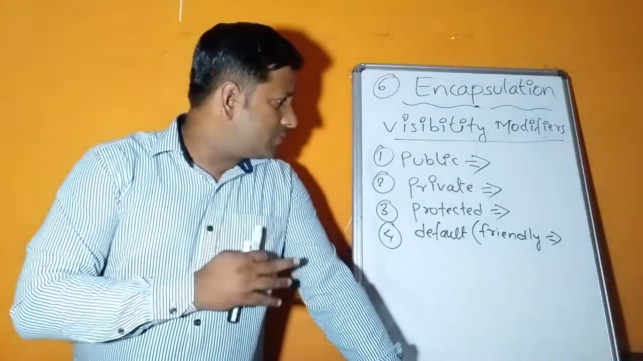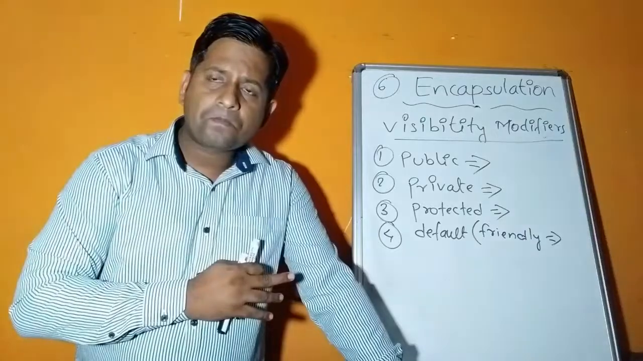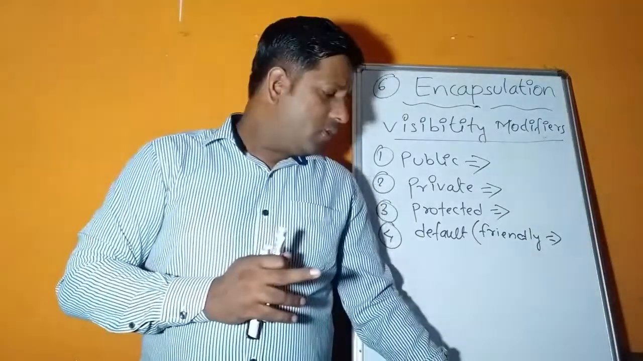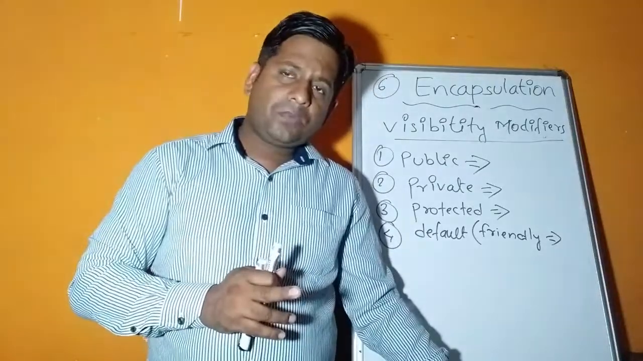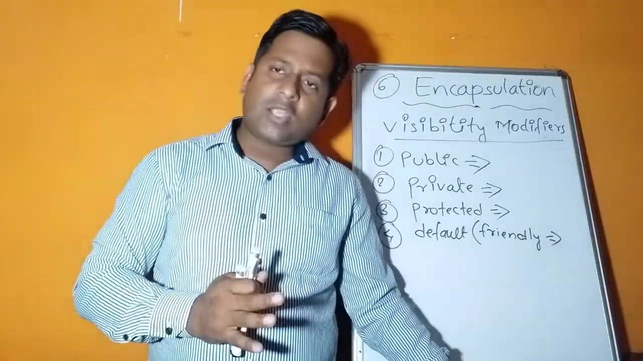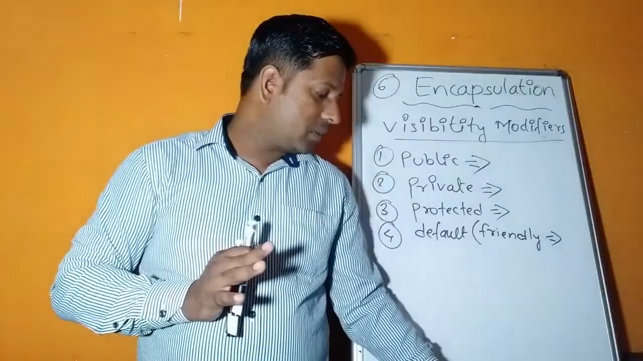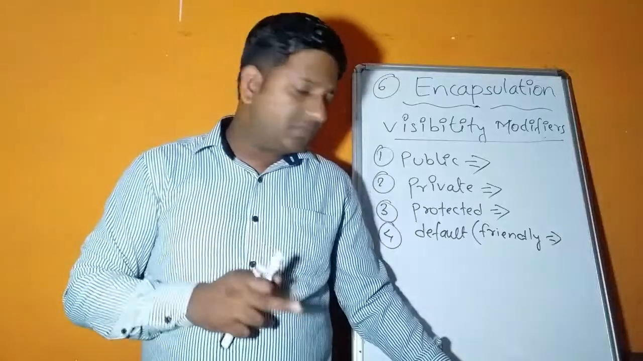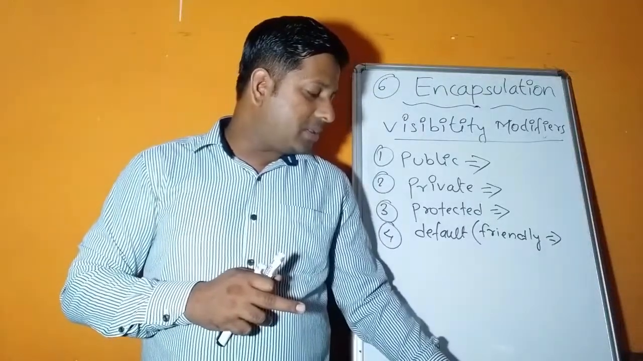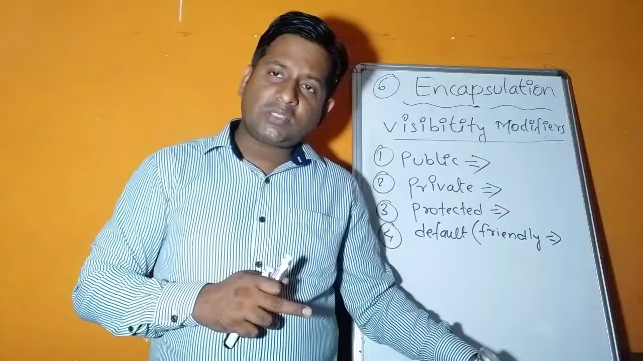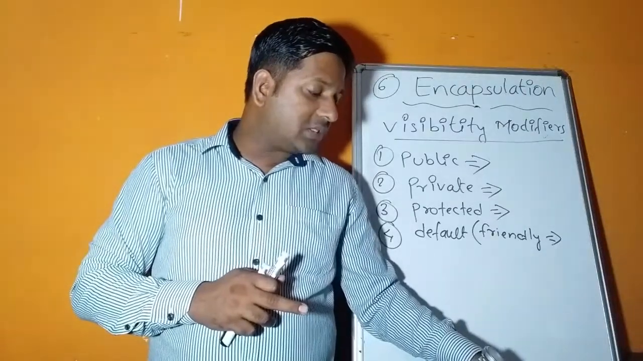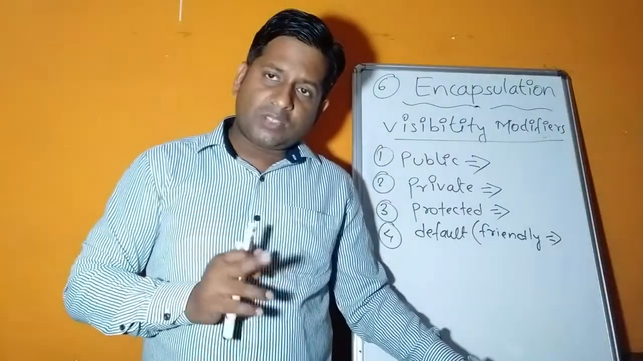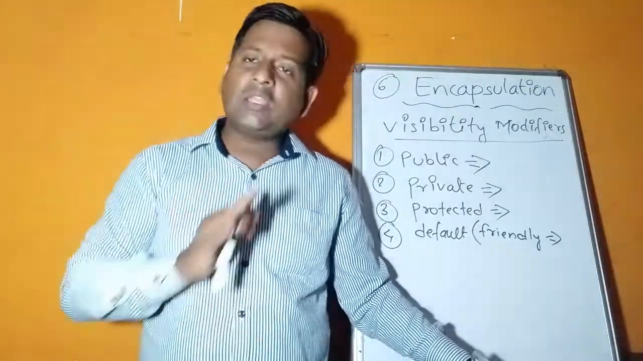So children, once again I am going through these topics. Public: the member is accessible from all classes inside or outside the package. Private: the member is accessible only within its own class. Protected: the member is accessible by any subclasses or other classes in the same package or any other package. This is normally used with inherited classes.